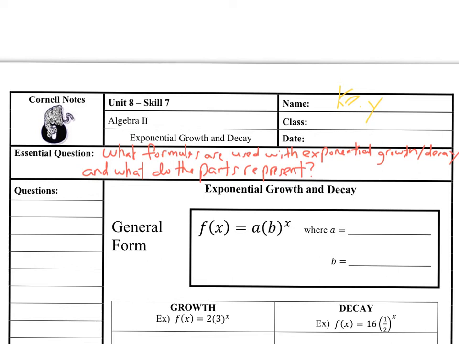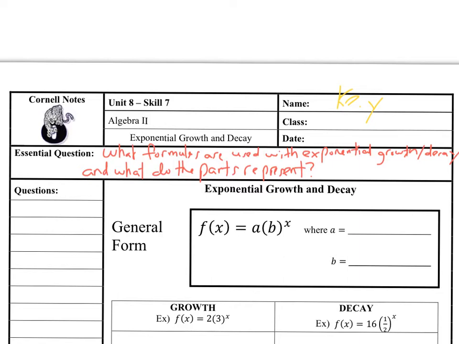Alright, so Unit 8, Skill 7. What formulas are used with exponential growth, decay, and what do the parts represent? Kind of important that you understand all the different parts to it. So we have our f of x equals a times b to the power x.